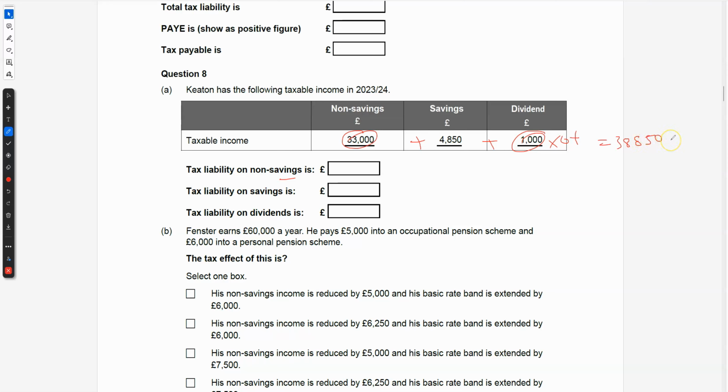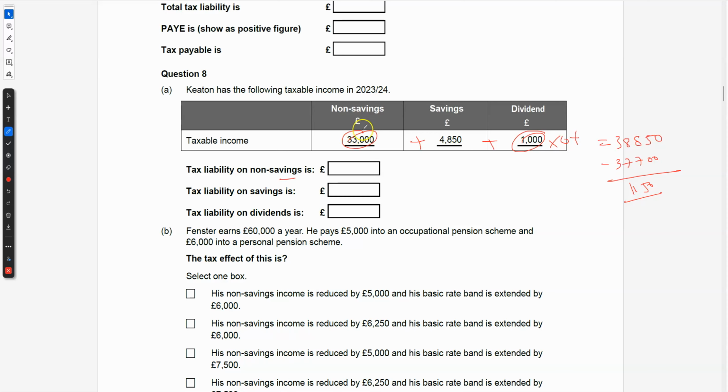So 38,850. He's just a little bit above the basic threshold. My basic threshold is 37,700. Up to there I pay the basic rate, and anything more than that I have to pay the higher rate. If I minus my basic threshold, 37,700, I can see on 1150 I need to pay tax at the higher rate. Now we need to see which category this falls in. Okay, let's try to do it.